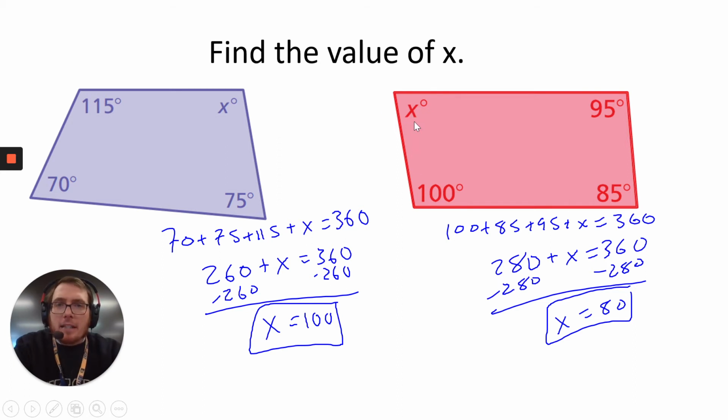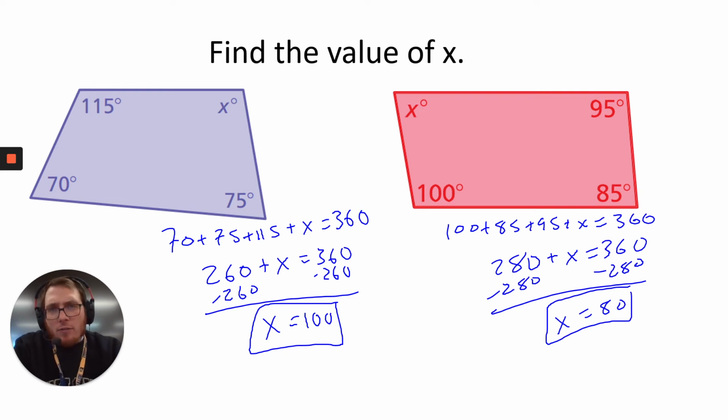Or there might be an x here and a 5x here, and you still have to combine like terms and solve. And we'll look more of that in our next lesson. But we want to make sure that we're comfortable solving that situation in order to figure out what the value for x is. So triangles add to 180, quadrilaterals, no matter what type of quadrilateral, add up to 360.